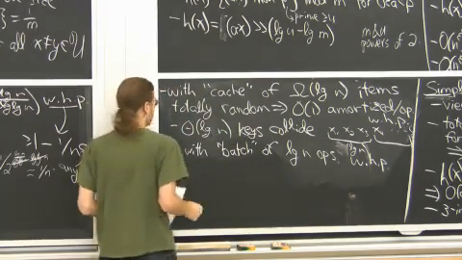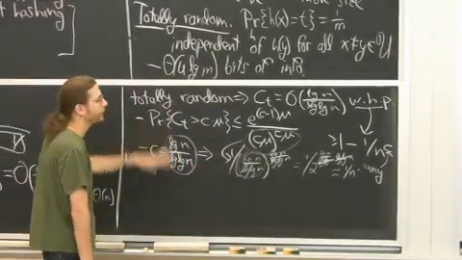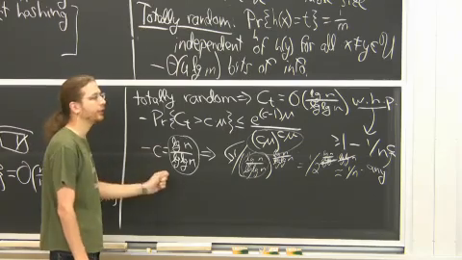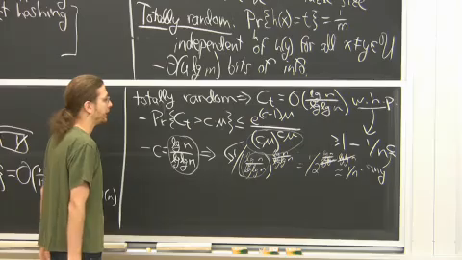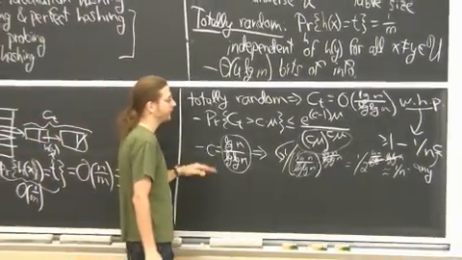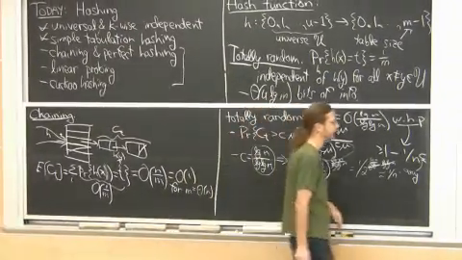Why is this true? It's essentially the same argument. Here, this is normally called a balls and bins argument. You're throwing balls, which are your keys, randomly into your bins, which are your slots. And the expectation is constant. The probability that any one of them goes up to log n over log log n is high.